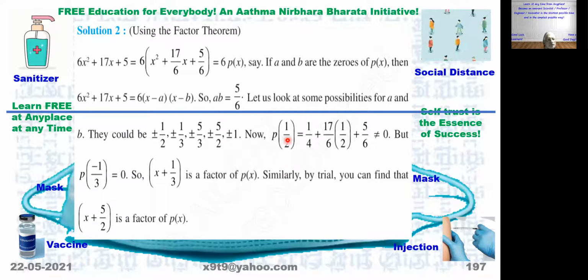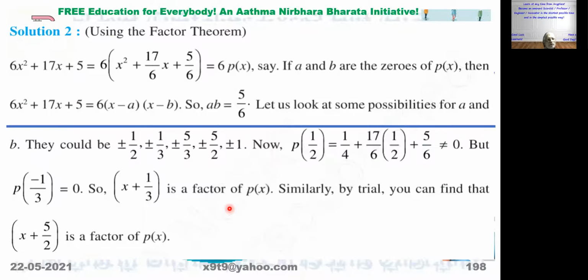So if you want to check for P of half, it doesn't become 0. The first term is not becoming 0. But if we use this minus 1 by 3, it gives 0. So x plus 1 by 3 is a factor. Similarly, you have to try all other things by trial and error. So when you substitute minus 5 by 2, we are finding that the value is 0. Maybe this will be more clear when you work out the problem.